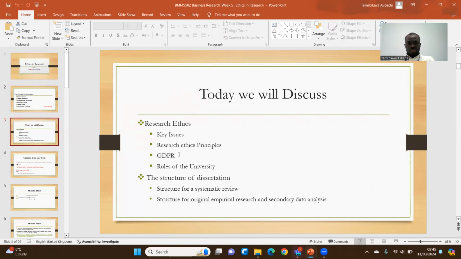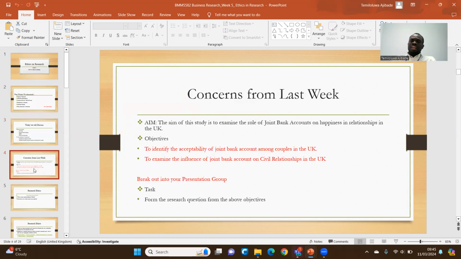Then we have the structure of dissertation, the structure of a systematic review, the structure of original empirical research, and secondary data analysis. And so, however, before we continue, there are concerns from last week where we were discussing research objectives and aims and objectives.